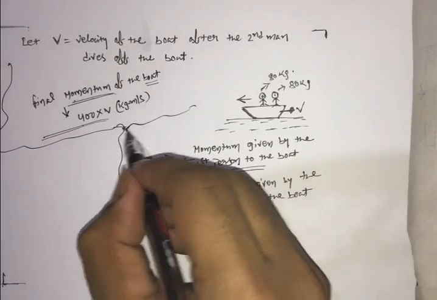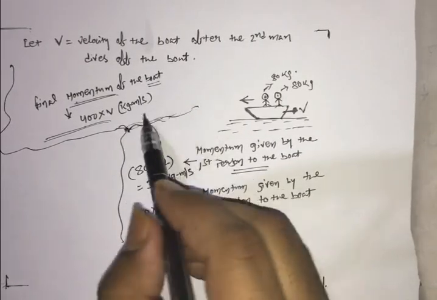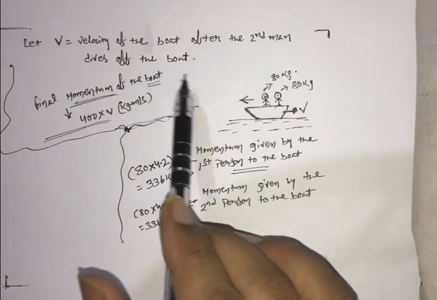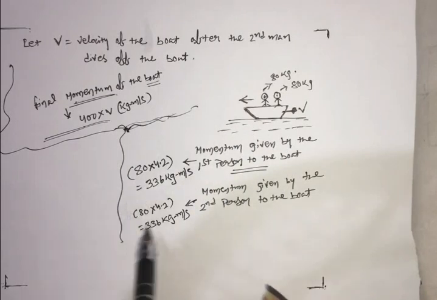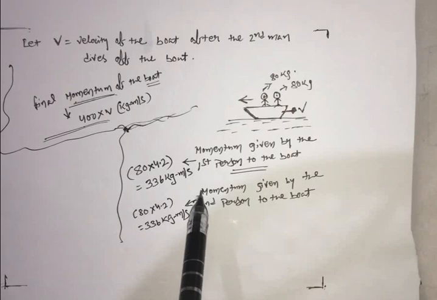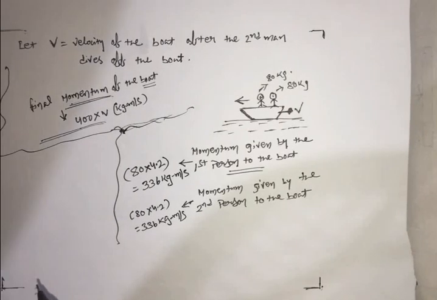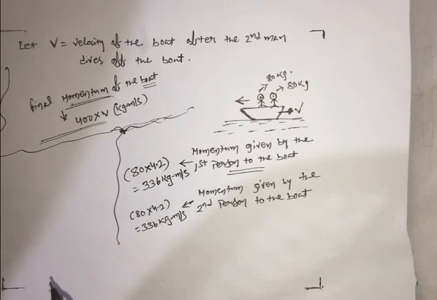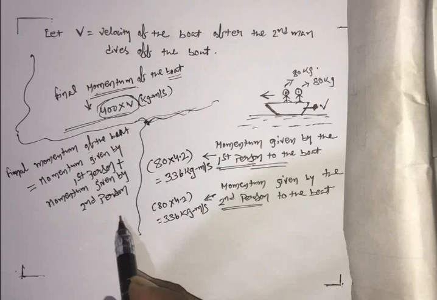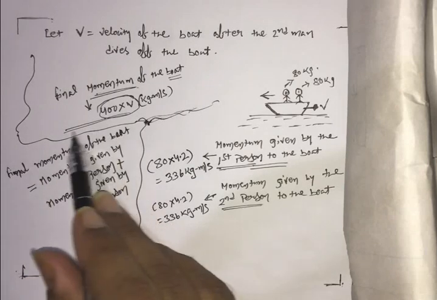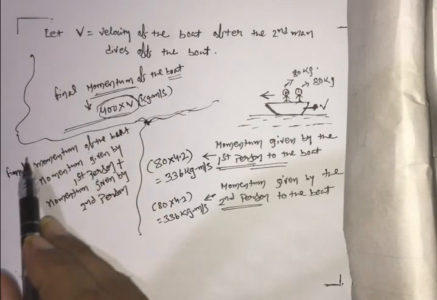Why I have written this in this way is, as I have already spoken, we will try to solve this problem by using the law of conservation of momentum, that is, the total momentum of the boat is equal to the total momentum given by the two persons on the boat. Clear? So we know that the final momentum of the boat is equal to the momentum given to the boat. You can see here, I have already written this particular statement, as we discussed while explaining how to solve the problem, that the final momentum of the boat is equal to the momentum given by the first person plus the momentum given by the second person. So this is in relation to the law of conservation of momentum.